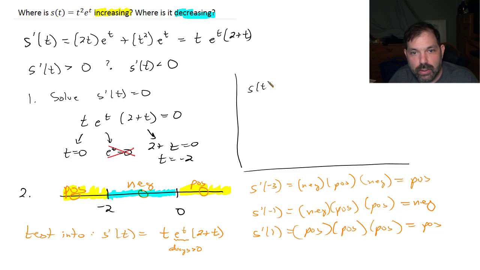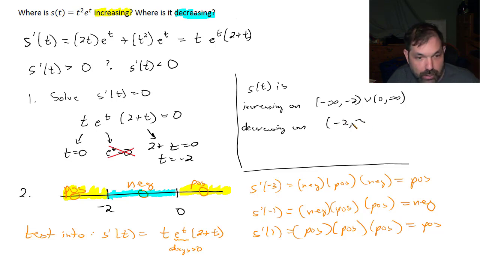S of t is increasing on the intervals negative infinity to negative 2, and then again on 0 to infinity. S of t is decreasing on the interval negative 2, not to infinity, but negative 2 to 0.